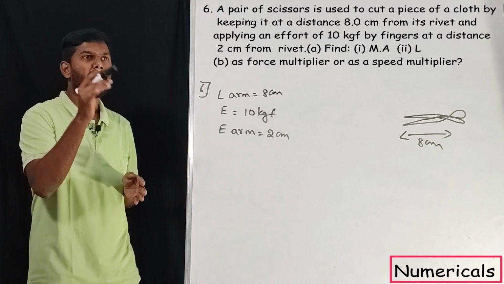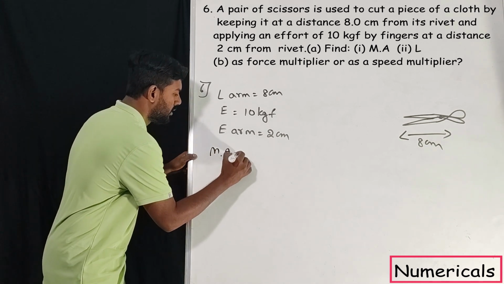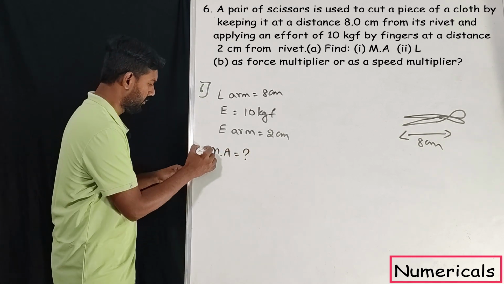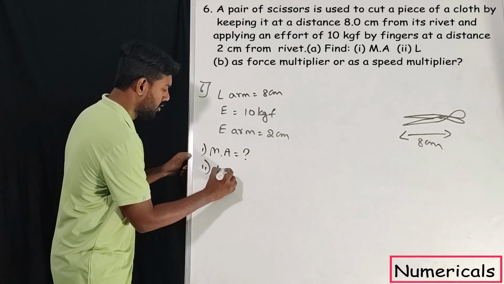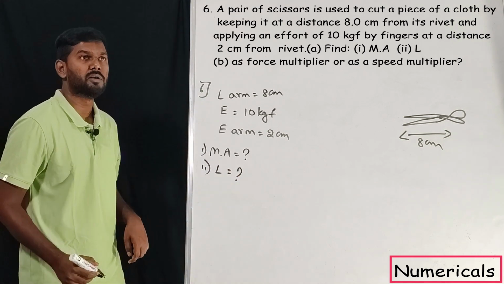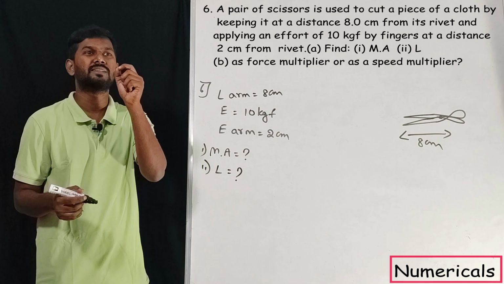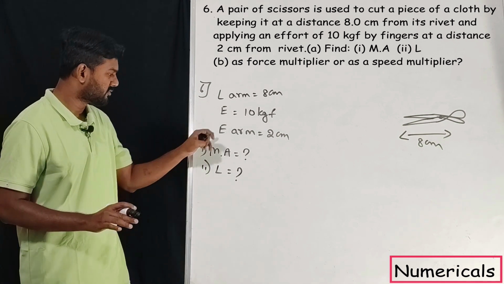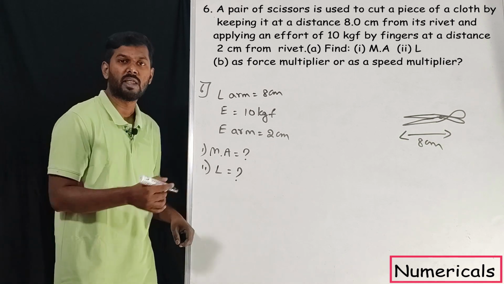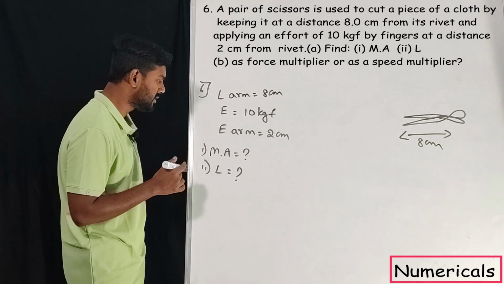First one, the mechanical advantage of the scissors. So, this one we have to find. Second one, load offered. Third one, how does the pair of scissors act as a force multiplier or as a speed multiplier? That depends upon the value of mechanical advantage. First we will find all these things, then we'll go for the third one, whether it is a force multiplier or a speed multiplier.